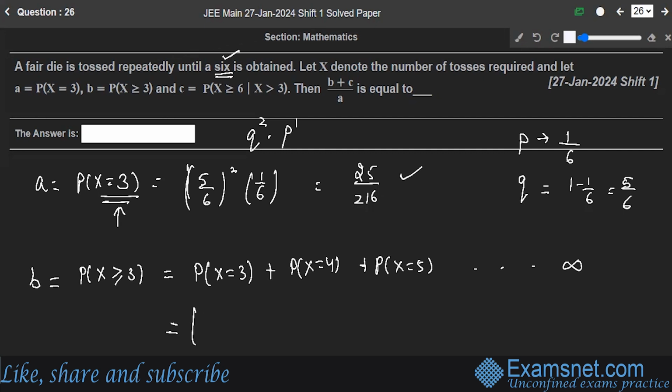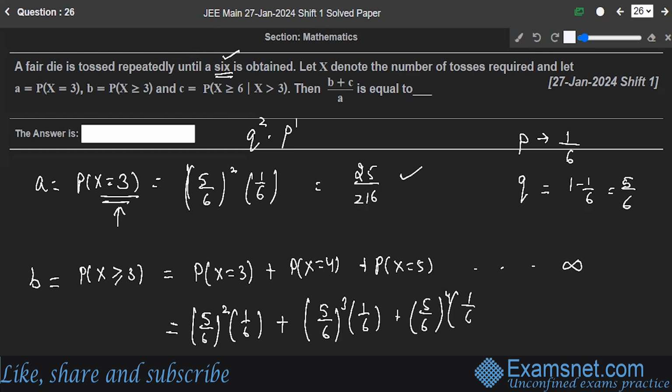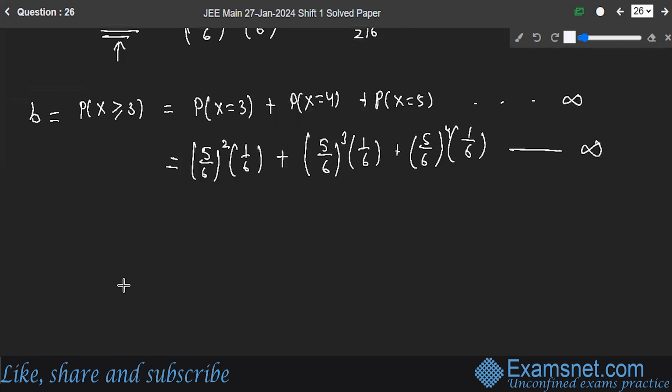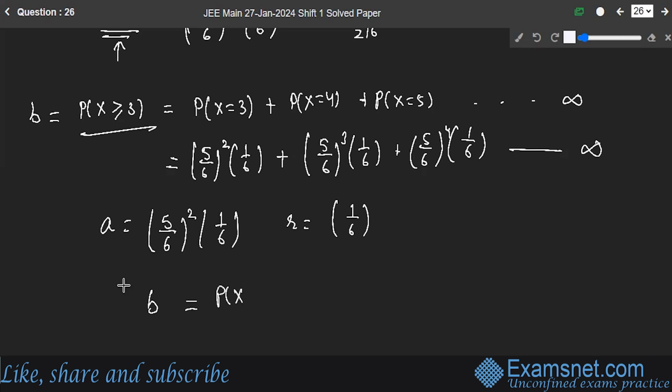So this is given by 5 by 6 raised to power 2 into 1 by 6, 5 by 6 raised to power 3 into 1 by 6, 5 by 6 raised to power 4 into 1 by 6, till infinity. So now this is a GP series. First term, 5 by 6 raised to power 2. Common ratio is 1 by 6. So what is the sum of it? This will be given by B, which is equal to this.